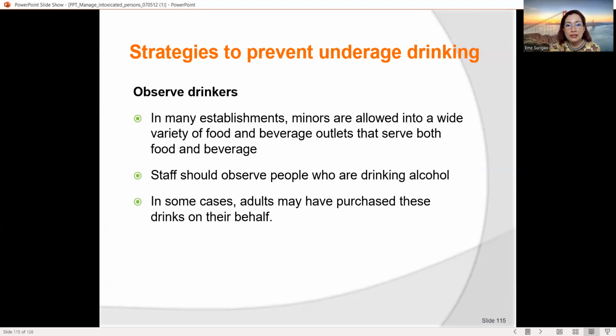Observe drinkers. In many establishments, minors are allowed into a wide variety of food and beverage outlets that serve both food and beverage. Staff should observe people who are drinking alcohol. In some cases, adults may have purchased these drinks on their behalf. Then they let the underage drink it.